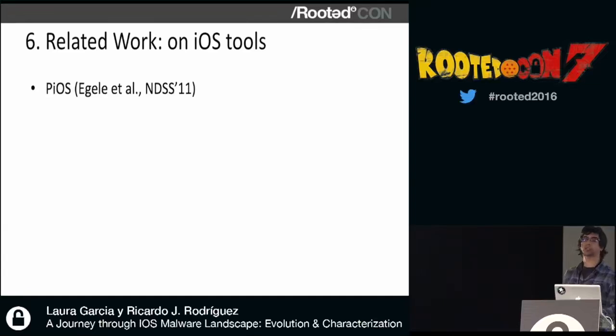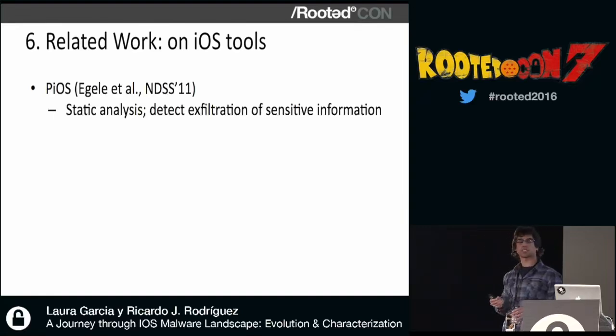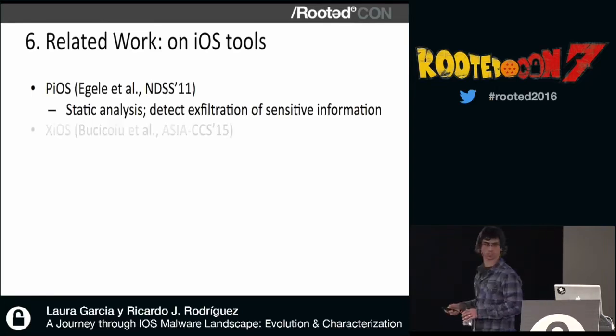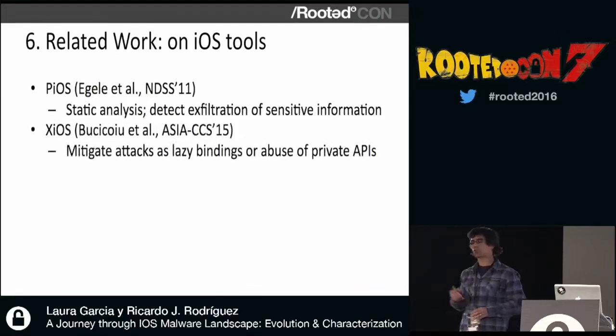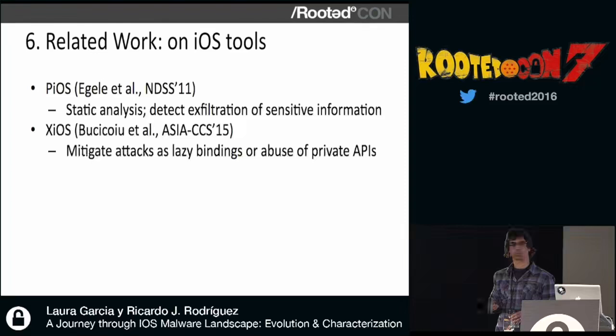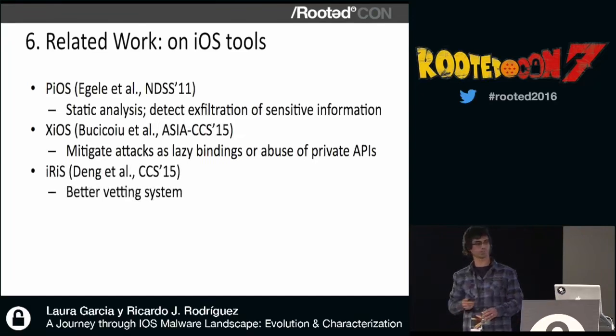Let me also mention the tools that have been developed for that, both as a proof of concept and as real tools. On the one hand, we have iOS, which is a tool for static analysis on iOS applications. The tool tries to detect exfiltration of sensitive information. Then we have Xios, which tries to mitigate attacks based on lazy bindings, as we call them, or abuse of private APIs.